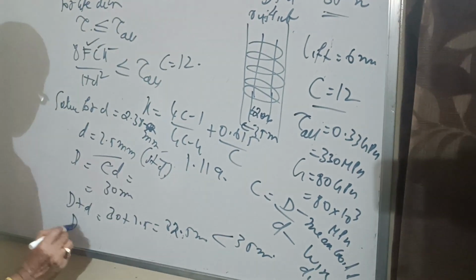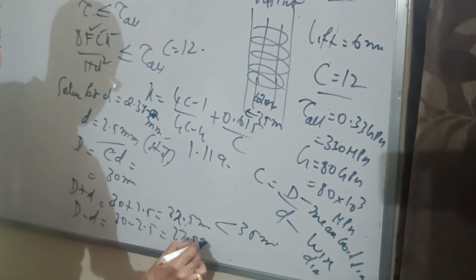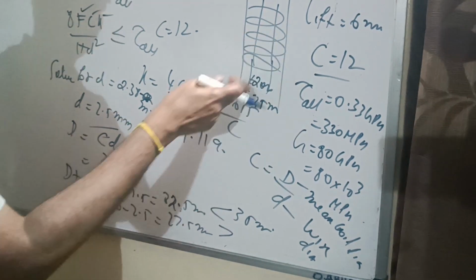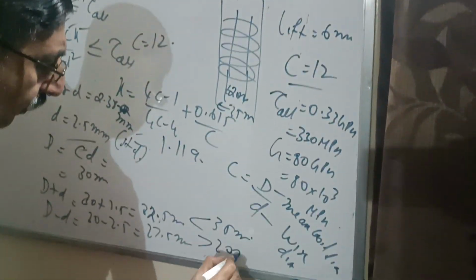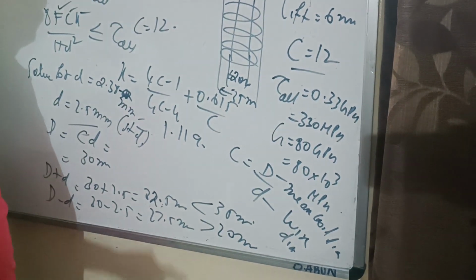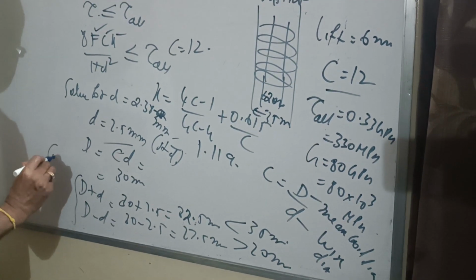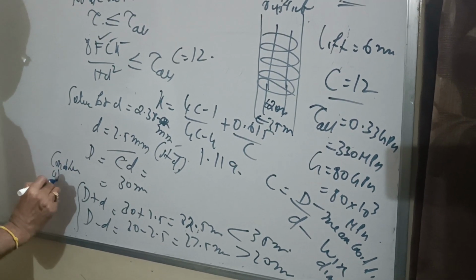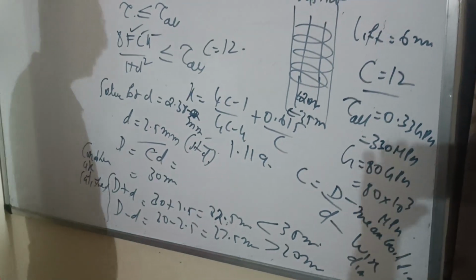What about inside diameter? D minus d, inside diameter. 30 minus 2.5, if I do that, 27.5 millimeter, which is greater than the condition. What is the condition? Inside diameter should be greater than 20 millimeter. So that's also greater than 20 millimeter. It means that both the conditions are satisfied. So we have satisfied the condition.